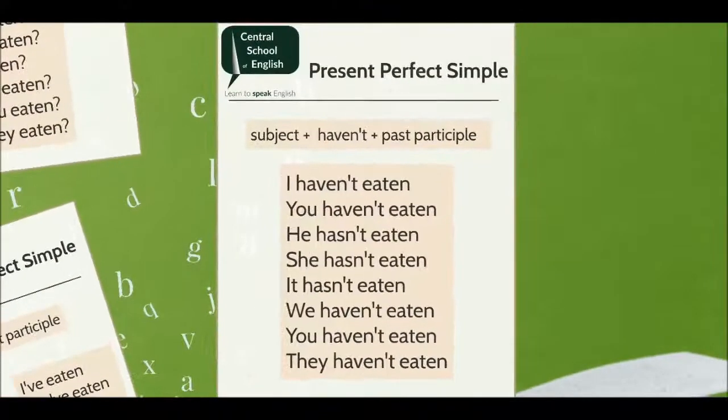To make a negative sentence, we use the negative form of the verb to have plus the past participle and say, I haven't eaten, you haven't eaten, he hasn't eaten, she hasn't eaten, it hasn't eaten, we haven't eaten, you haven't eaten, they haven't eaten.